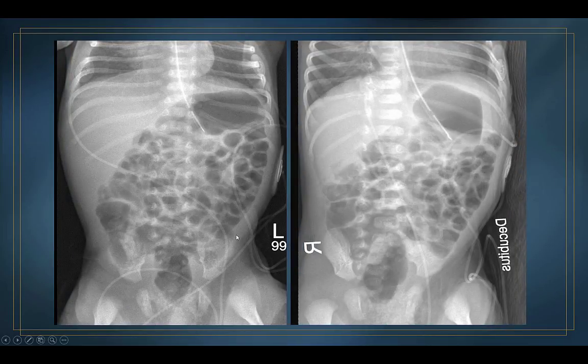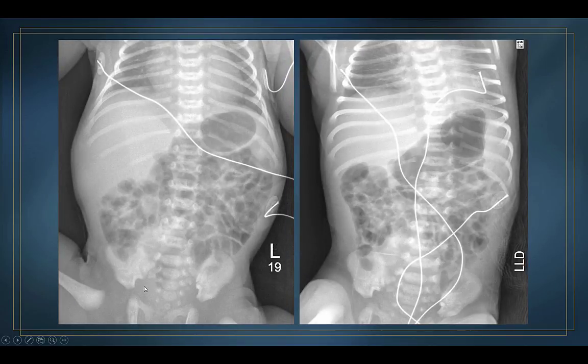Same thing here, a little bit more distended, but still not pathologically dilated. It's a normal, non-specific gas pattern. It's not dilated at all. In fact, usually when we say non-specific, we're saying non-specific distension. This is like no distension at all.